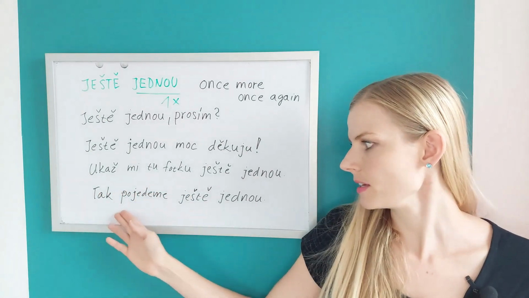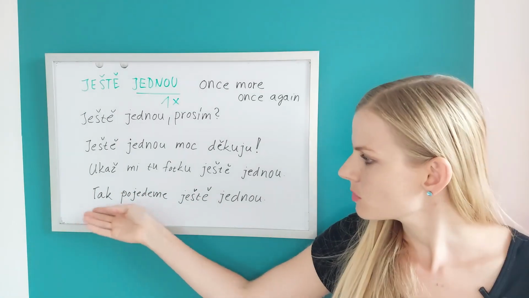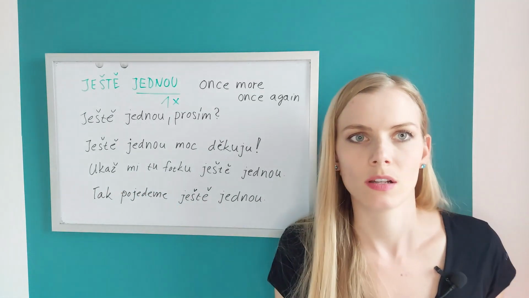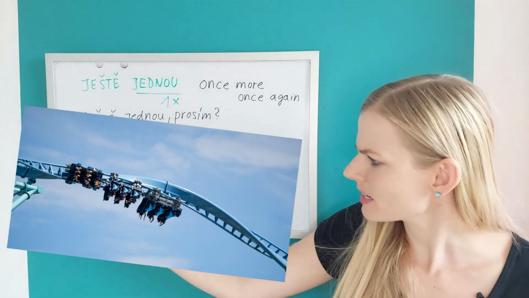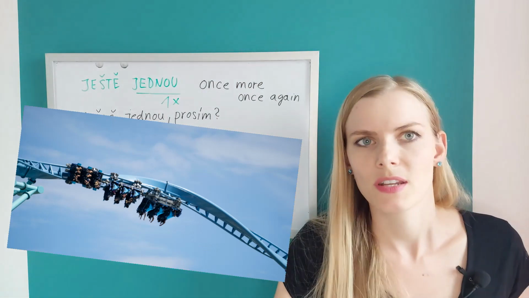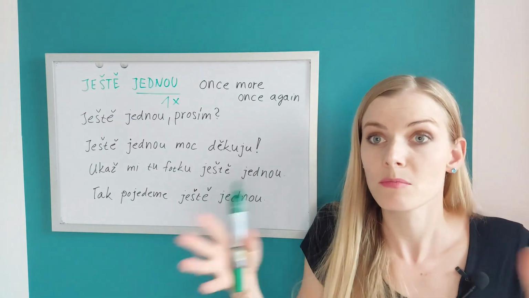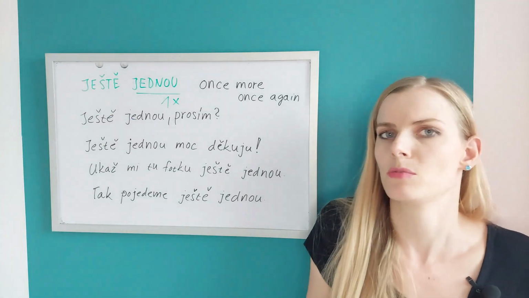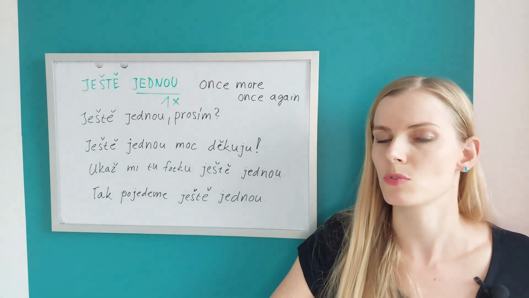Or this sentence. Tak pojedeme ještě jednou. Which can have different meanings. One would be literal. Imagine you go on a roller coaster and you want to go again. So you say, okay, let's ride one more time. Tak pojedeme ještě jednou. Or it could be in a recording studio. There's a scene being filmed that didn't come out quite right, so they can say, tak pojedeme ještě jednou. Let's do it one more time.